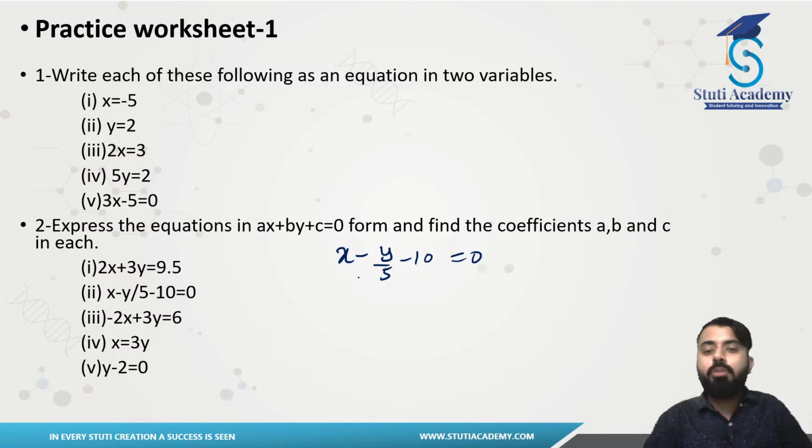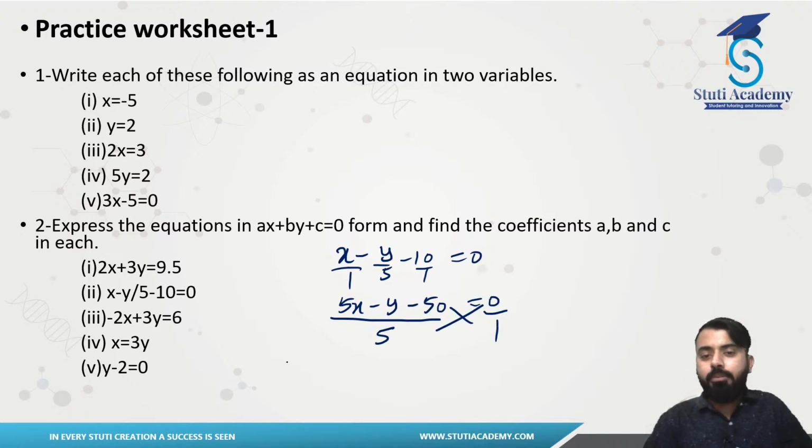For that, I'm going to get rid of this denominator right here. For this, I'm going to take the LCM. So the LCM will be 5. You see, it will be 5x minus y and a minus 50 equals to 0 by 1. So we can just cross multiply them. So this will be 5x, can I write it like this? Plus minus y plus minus 50 equals to 0.